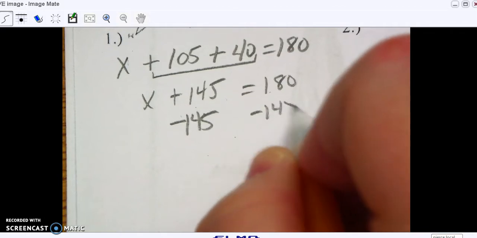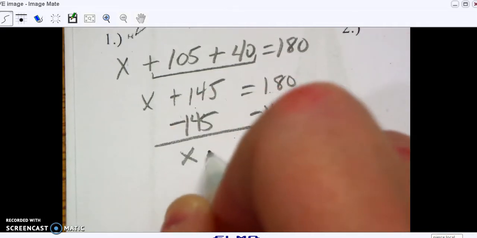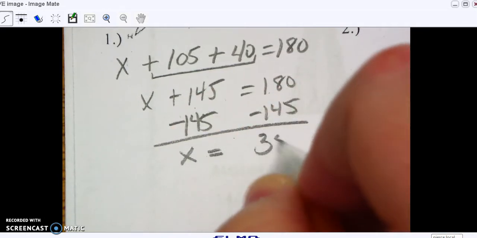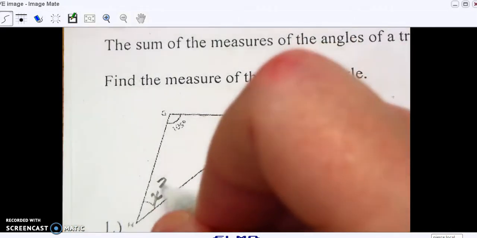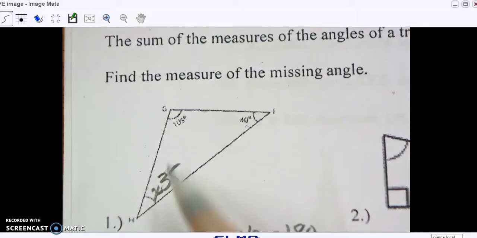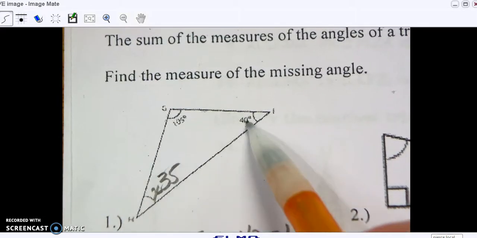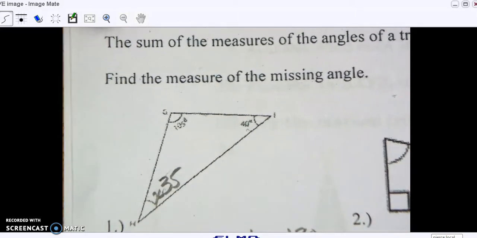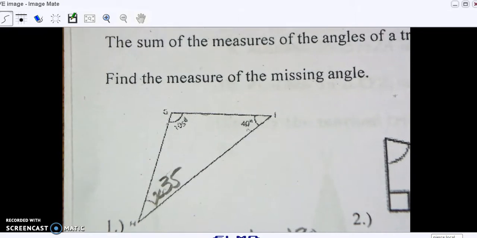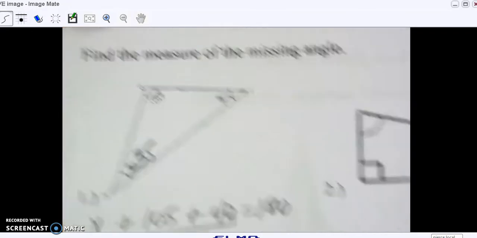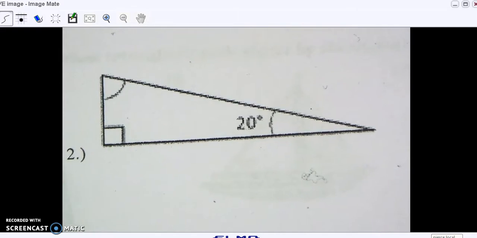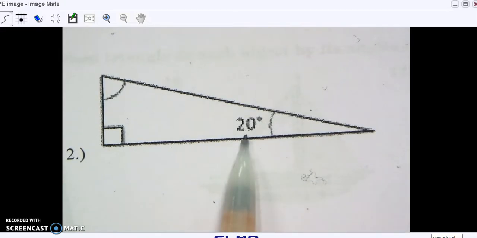Then I'm going to subtract 145 to solve, and you've got x is equal to 35 degrees. So if I put in a 35 right here, I can very quickly just add these three numbers in my calculator to see if I get 180, and if I do, I know that I'm right.